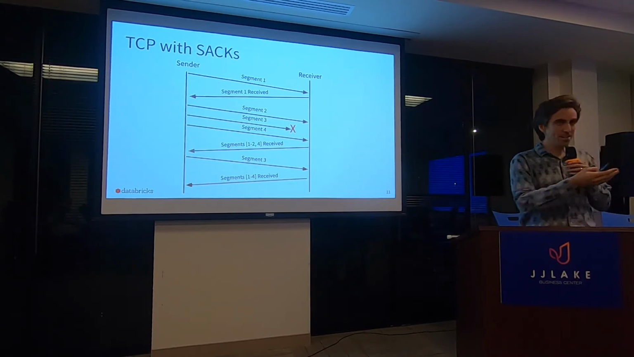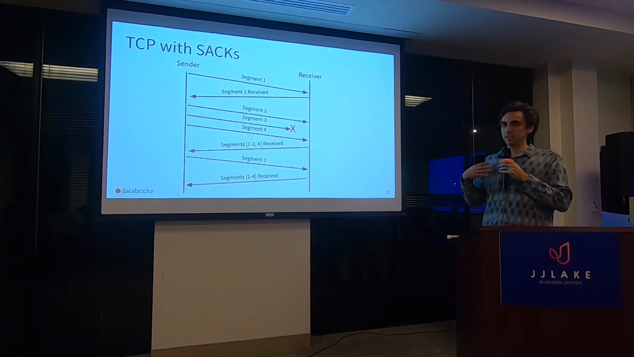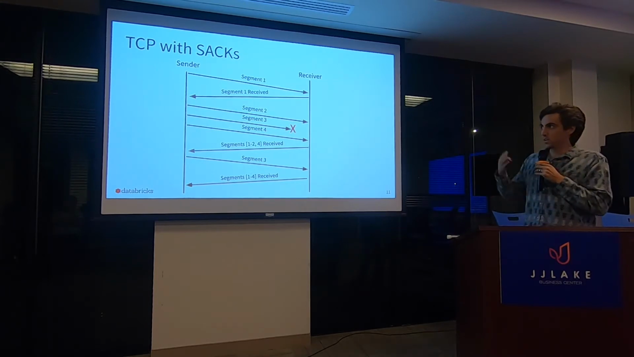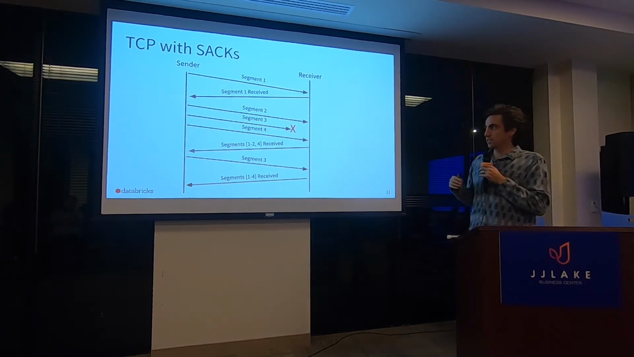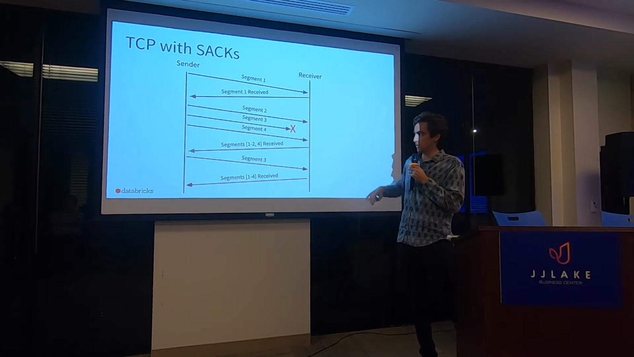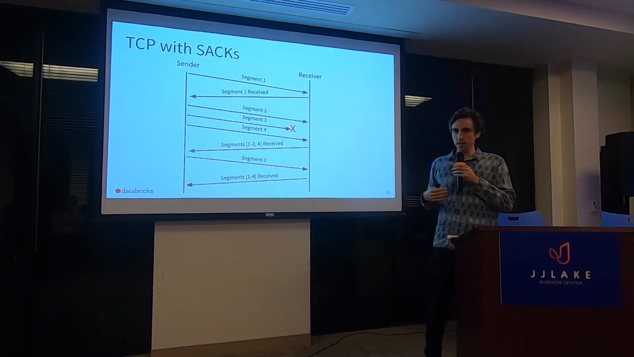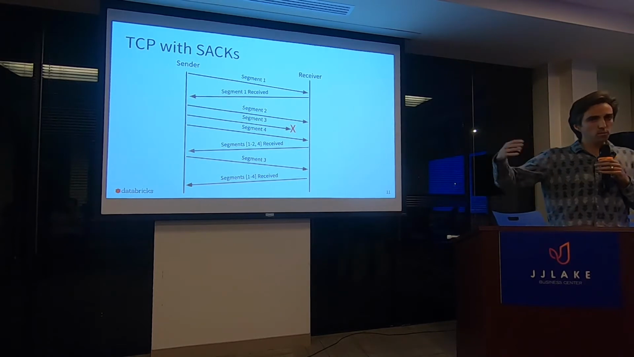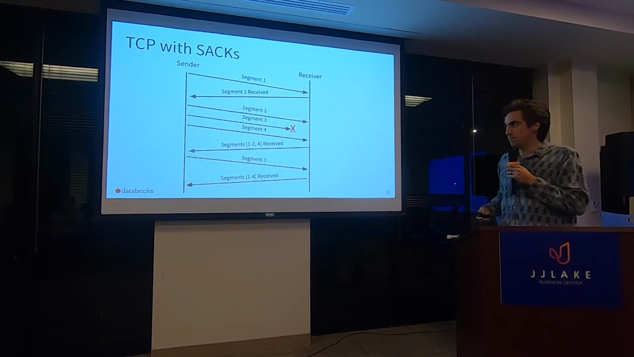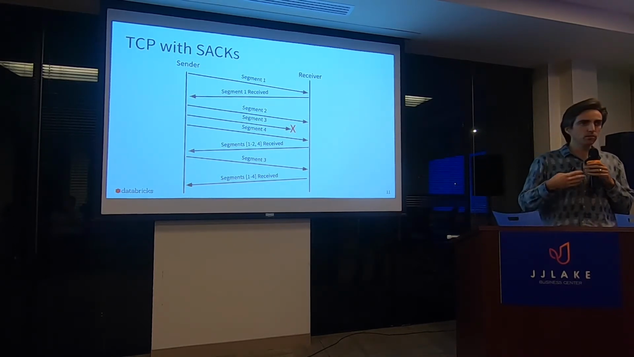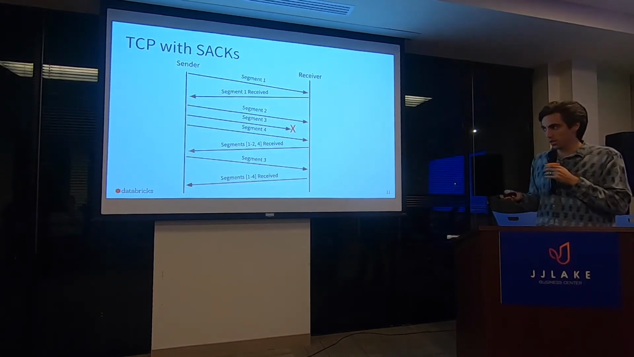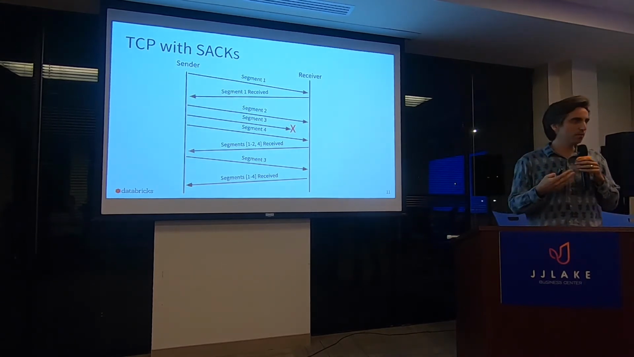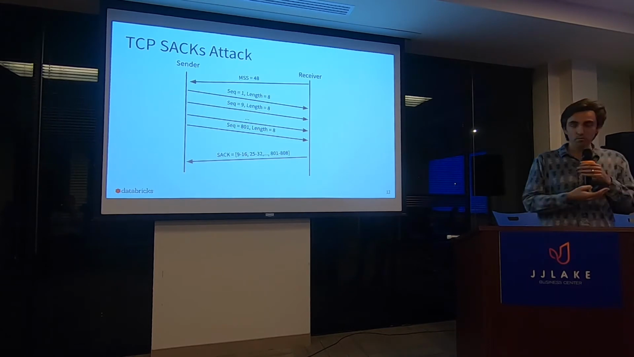So, enter TCP with selective acknowledgement. Same scenario, but this time, after segment 3 is missed, the receiver can communicate that I got 1 and 2, but I also got 4, right? And that can get more advanced as you go along. But in that case, the sender only needs to resend segment 3: less data, less transfer, better performance.